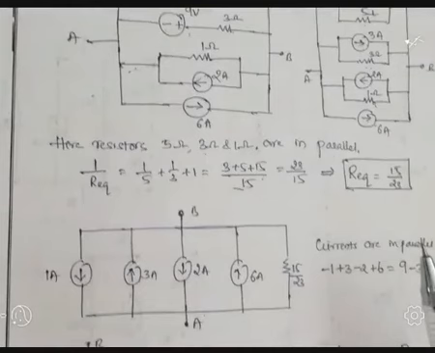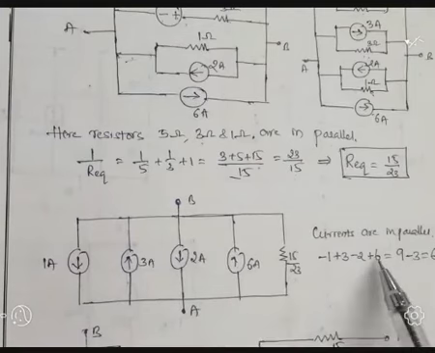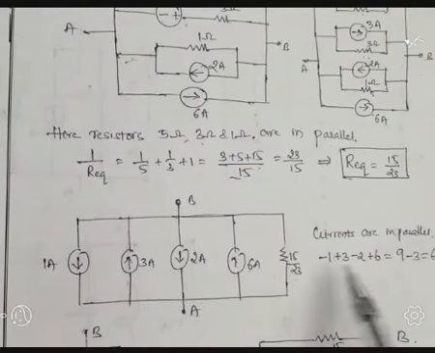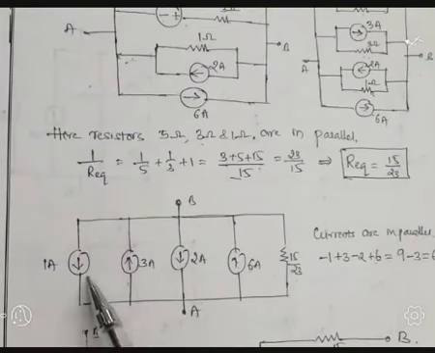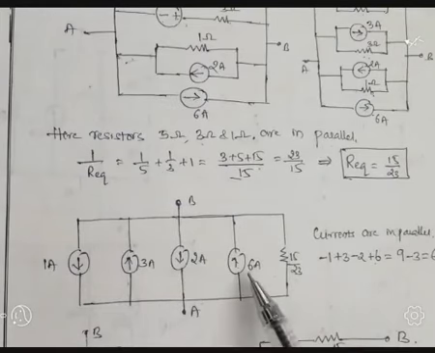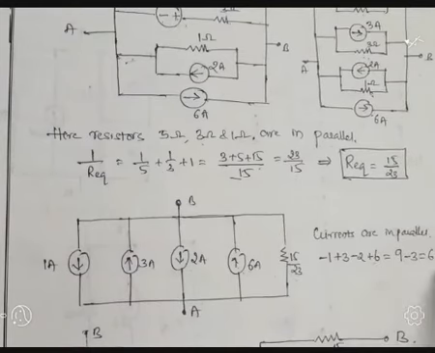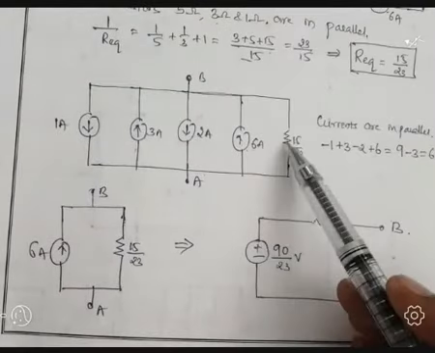Now simplified. As I told, I will take the maximum value 6 as a plus. Downwards means minus, upwards means plus. So minus 1, plus 3, minus 2, plus 6. Downward current I take as a minus, upward current I take as a plus. So it is downward minus 1, upward plus 3, 2 ampere is downward minus 2, 6 ampere is upward so plus 6. That is equal to, simplify, we will get 6 amperes. Hence 6 ampere current is in parallel with 15 by 23 resistance.